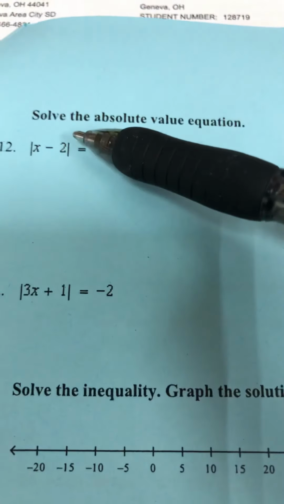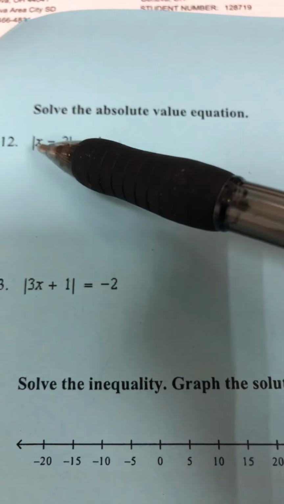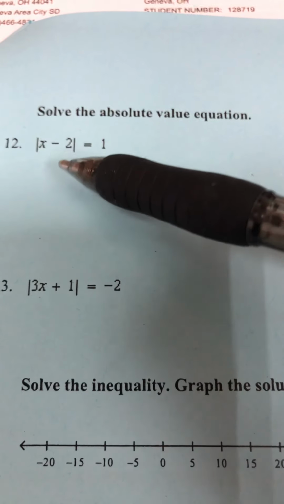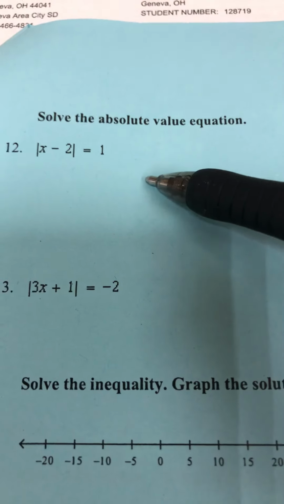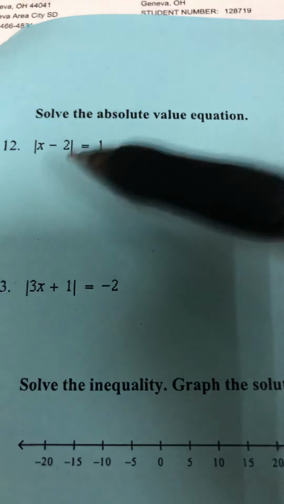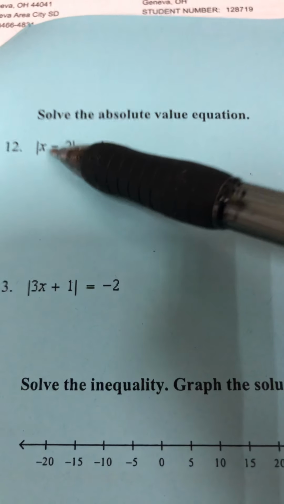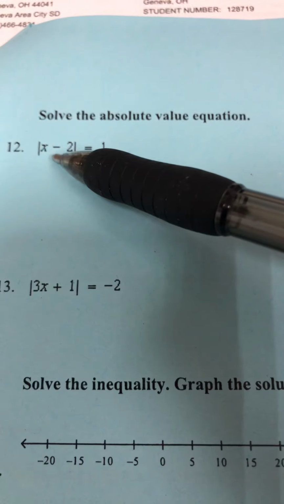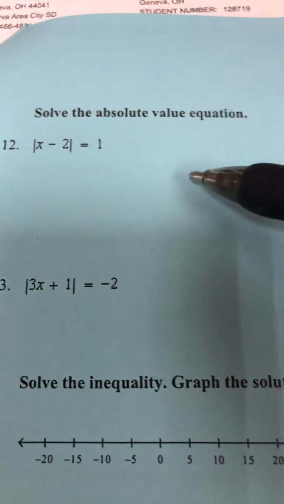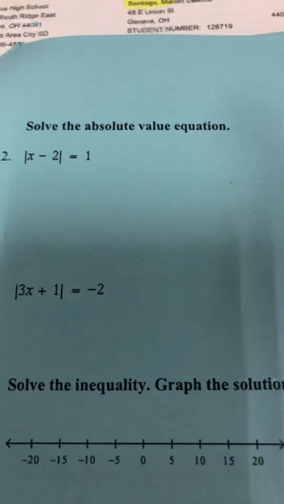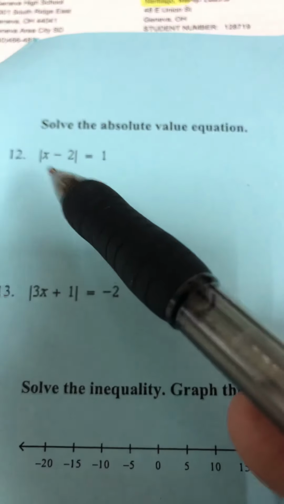Absolute value. Solve the absolute value equation. Remember, you're going to take x minus 2 equals 1, and you're going to have another problem over here, x minus 2 equals negative 1, because the absolute value of what you could put in here is a 1 or a negative 1. So the x minus 2 could equal 1 or it could equal negative 1. So you have to work both problems out in order to get those two answers that could go in there.